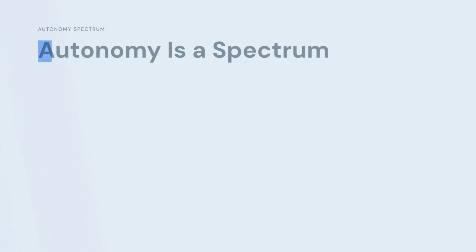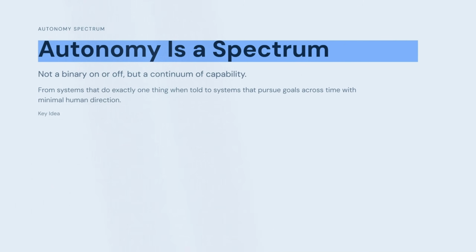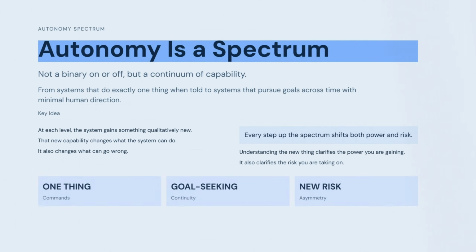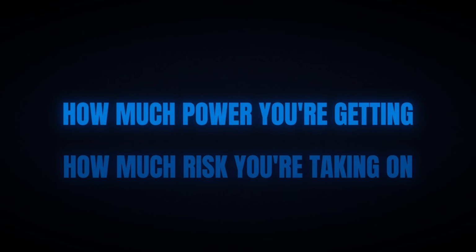The first mental shift I want you to make is this. Autonomy is not a switch. It's not on-off, agent or not agent. It is a spectrum, a continuum that runs from systems that do exactly one thing when you tell them, all the way up to systems that pursue a goal across time with barely any human direction. And here's why the spectrum matters. At each level, the system gains something genuinely new. And that new thing tells you 2 things at once: how much power you're getting and how much risk you're taking on. Those always come together. More autonomy and more capability, more risk, always. So let me walk you up the ladder.